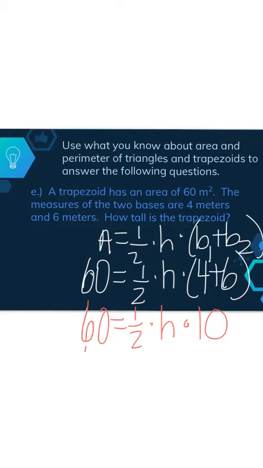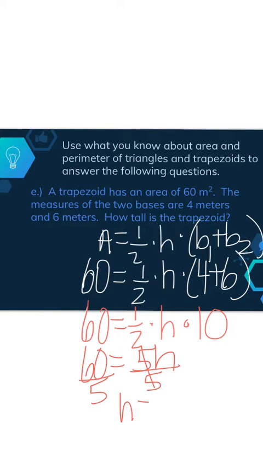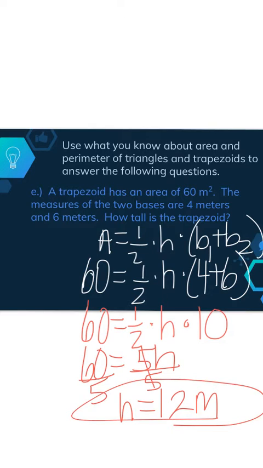You can then bring down the 60, and 1/2 of 10 is 5, and then bring down your h. Now to get rid of the 5, we're going to divide by 5 on both sides, and that will cancel out the 5, and that leaves us with h is 12. So the height is 12. Now put your label in. Area was meters squared, and the sides were meters, so you want to keep it as meters because it's just talking about one side.